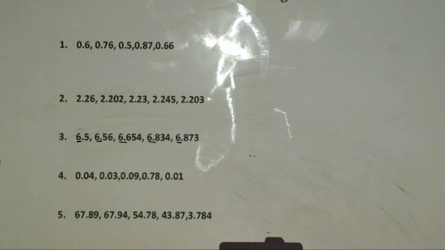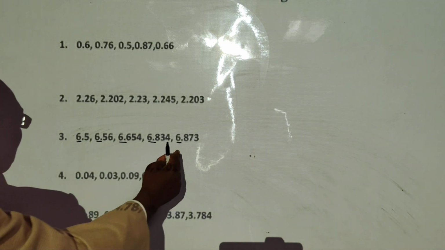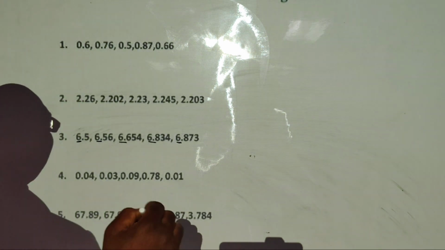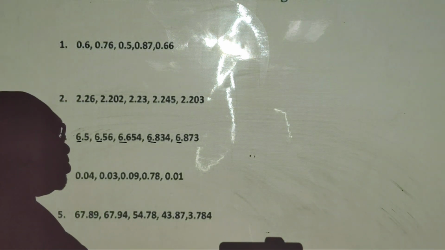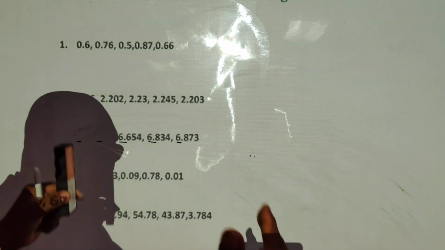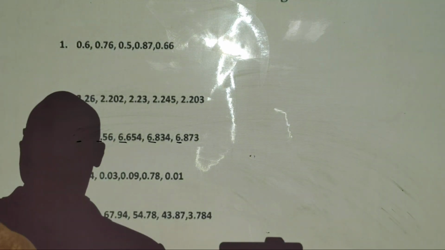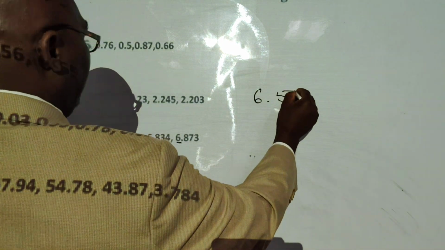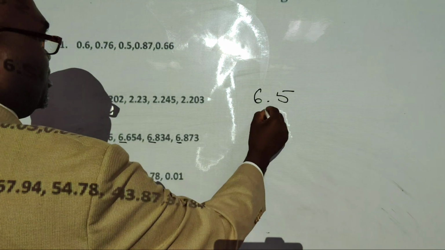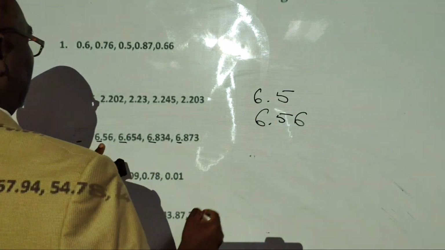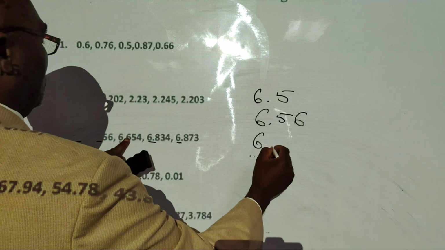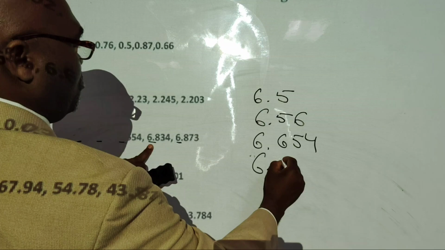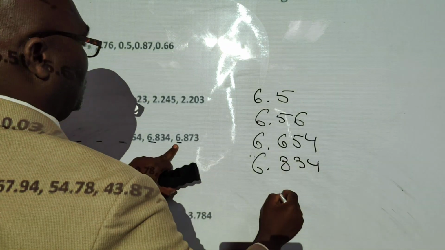When you're going to compare, since I got 3 digits, I want to make all of them 3 digits by adding 0. Just remember, you don't write a trailing 0, but it's just for the sake of comparison. So if I look at this right here, I got 6.5. I got 6.56. I got 6.654. I got 6.834.